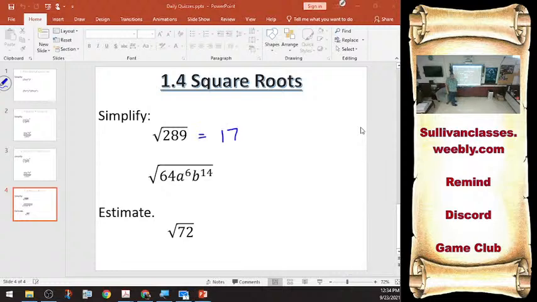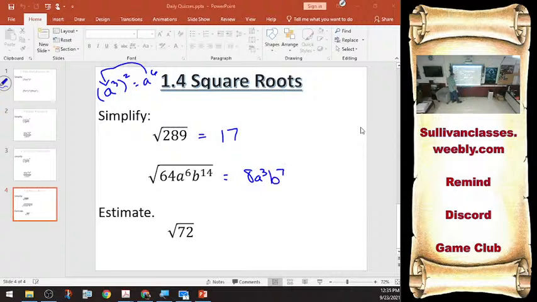Next one. Take it in pieces. What's the square root of 64? 8. And then, what do I square to make a to the 6th? To the 3rd, right? Because if I have a to the 3rd and square it, I get a to the 6th. That means the square root of a to the 6th is, work backwards, a to the 3rd. Then you get that handy little trick that says if I'm taking the square root of a variable, I'm just going to cut the exponent in half. So what's half of 14? 7.